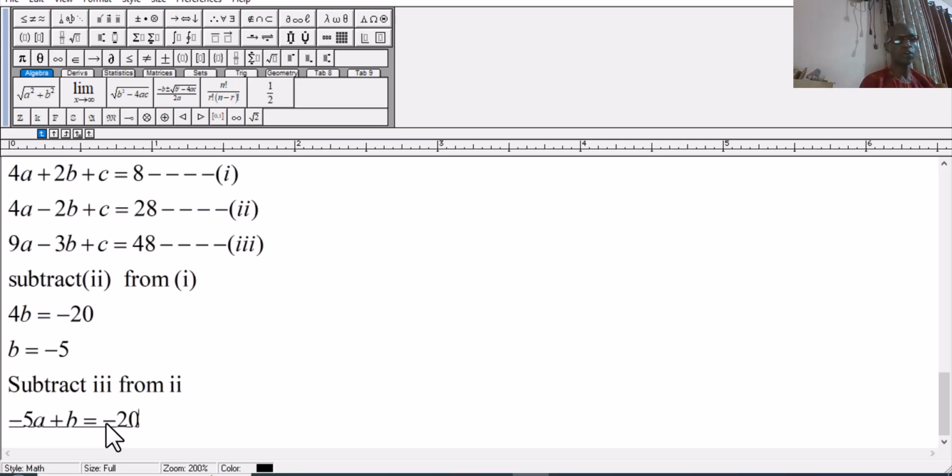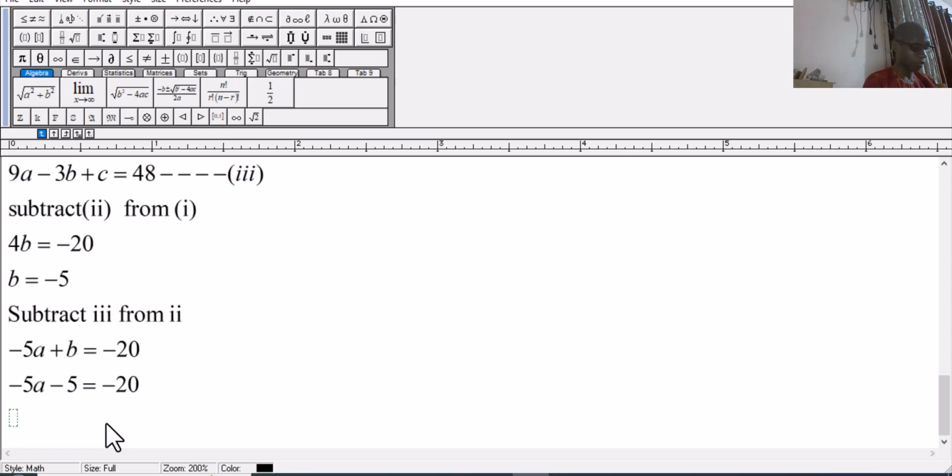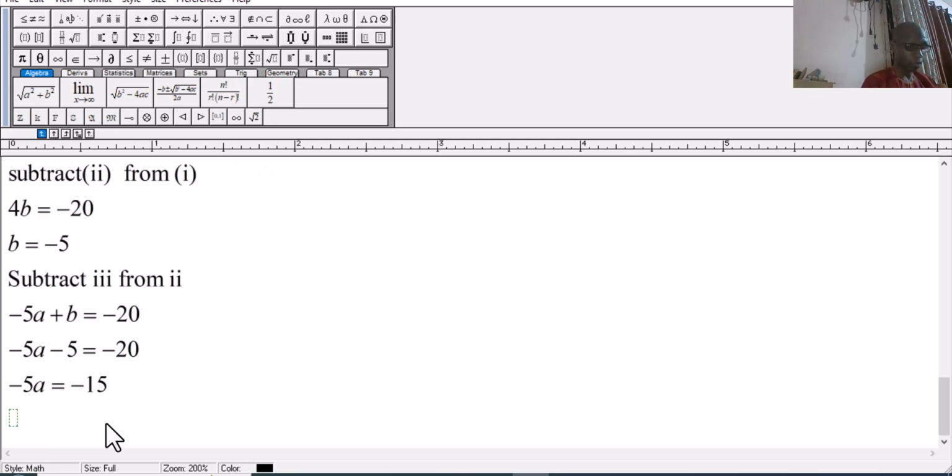So we know the value for our b. Our b is minus 5, so we have minus 5a minus 5 is equal to 20 minus 20. So minus 5a equals minus 15. So our a is equal to 3. We've gotten the value for a, and we've gotten the value for b.